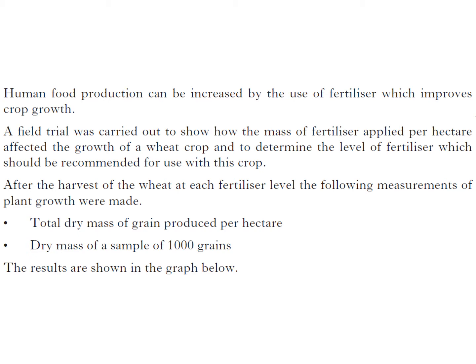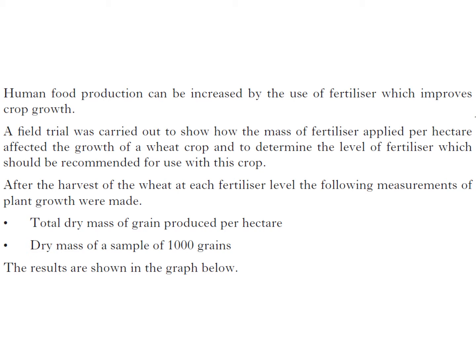Okay, so what have we got? We've got human food production can be increased by the use of fertilizer because it improves crop growth. They have a field trial carried out to show how the mass of fertilizer applied per hectare affected the growth of a wheat crop and to determine the level of fertilizer which should be recommended. Fair enough, it's a totally reasonable thing to do.